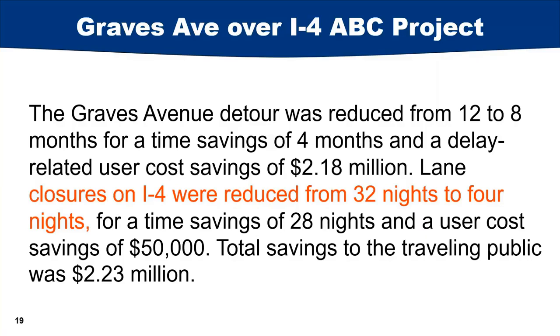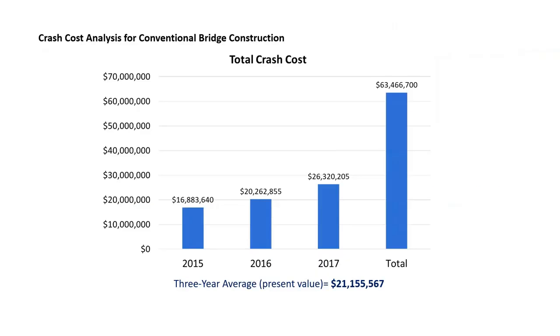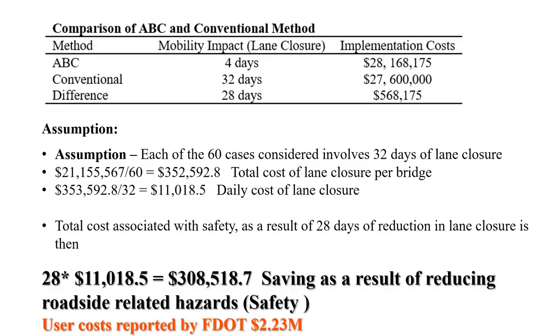Okay. Now our group took the data that they had. Long story short, for this project, ABC would take 4 days, and the FDOT said that it cost $28 million. Conventional would have required the 32 days of lane closure and would have cost $27 million. So the difference was about $500,000.